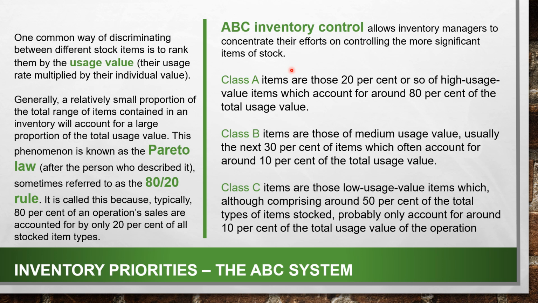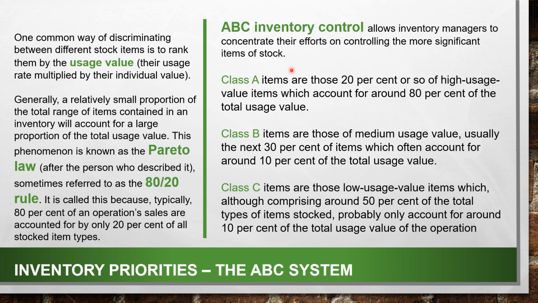So we have here what we call the Pareto Law. This is actually named after the person who described it. This is sometimes referred to as the 80-20 rule. It is called the 80-20 rule because Pareto Law stated that 80% of an operation's sales are accounted for by only 20% of all the stocked item types. So, ibig sabihin, only 20% of the stock items contribute to that 80% of sales. So, the relationship can be used to classify the different types of items kept in inventory by their usage value.